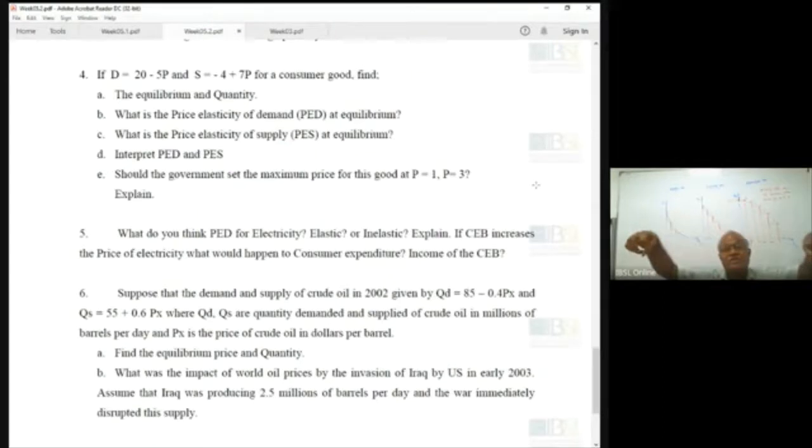We want to check the sign between price and demand: minus 5. What is the sign between supply and price? Plus 7. Plus is important. So using these two, we can calculate the equilibrium price and quantity. I will go to the board.